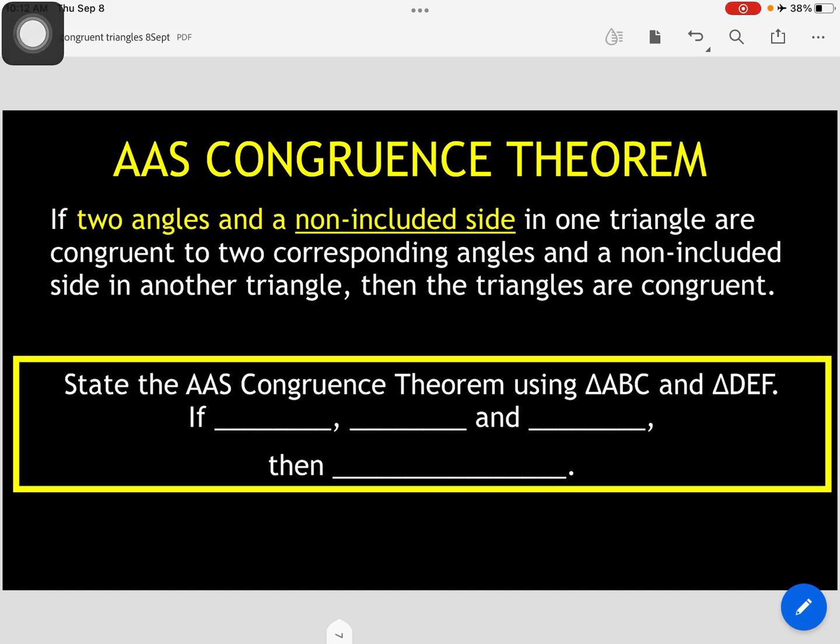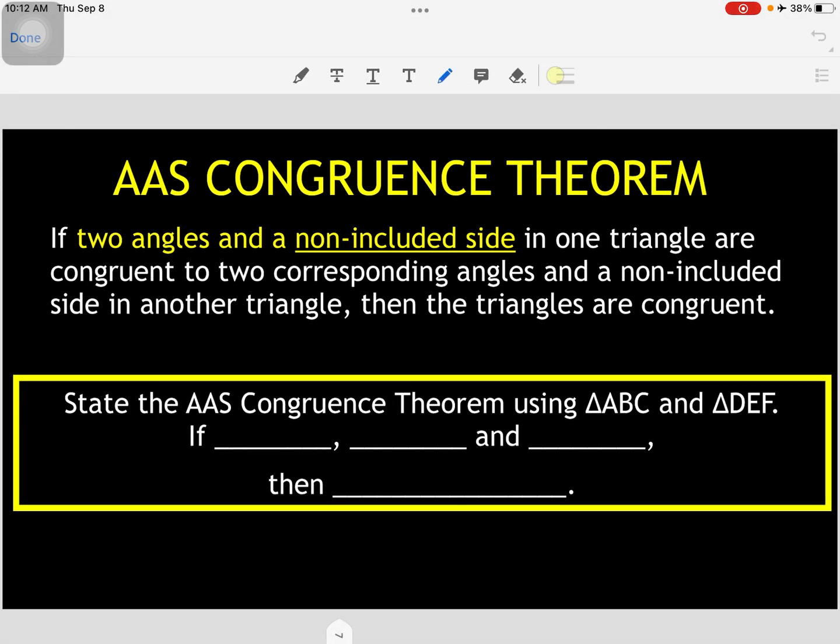So the next one is AAS congruence theorem. You might be thinking it's just the same as the previous one because we have two angles and one side. But actually, the side that we are talking about here is the non-included side. In the previous postulate, we are talking about the included side. So here, we are talking about the non-included side.